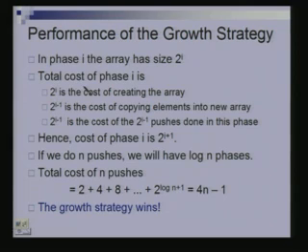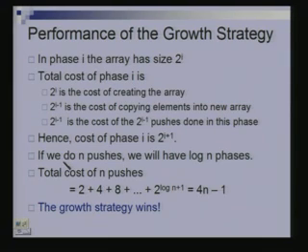So, in phase I, since it has size 2 to the I, I spend 2 to the I units of time in creating the array first. Then I have to copy the elements of the previous array. So, that is 2 to the I minus 1 elements of the previous array, they have to be copied. So, how many elements are left after copying the 2 to the I minus 1 elements? 2 to the I minus 1 elements are still left. They have to be pushed in this phase. So, 2 to the I minus 1 is the cost of pushing those 2 to the I minus 1 elements. So, the total cost of phase I is 2 to the I plus 2 to the I minus 1 plus 2 to the I minus 1, which is 2 to the I plus 1.